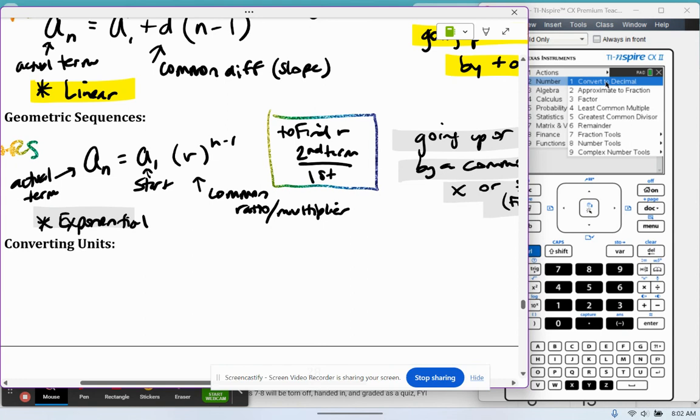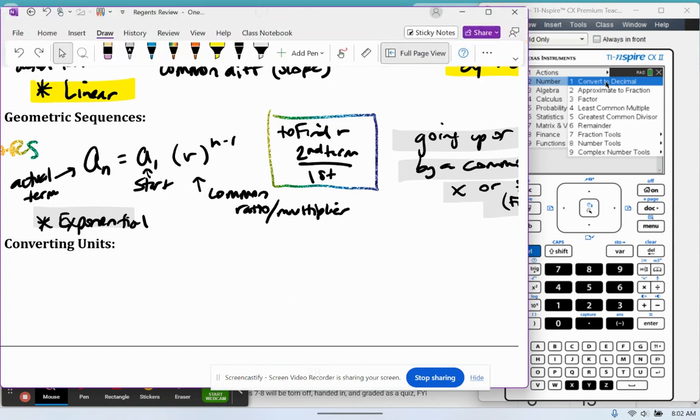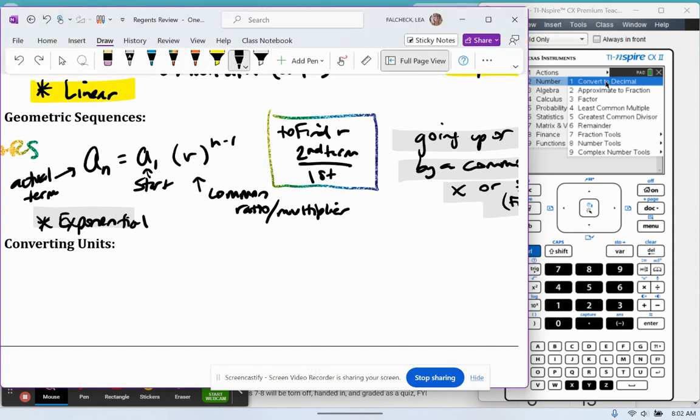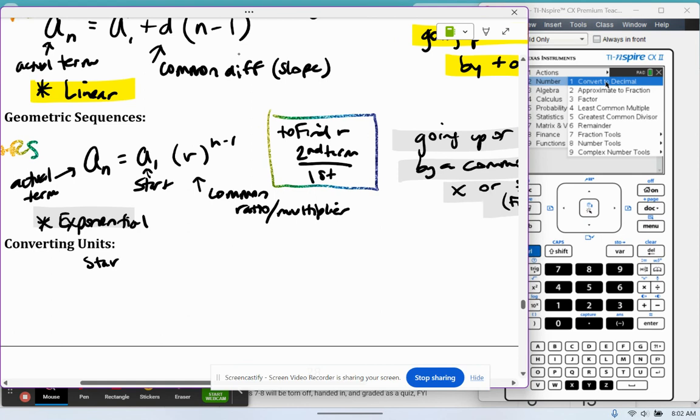Okay, converting units. You've got your starting units. You're going to multiply by a series of ratio conversions in order to cancel those units, and you are going to arrive at your desired units. That is dimensional analysis in a nutshell. So let's write that down. We've got starting units. That's when they give you miles per hour.